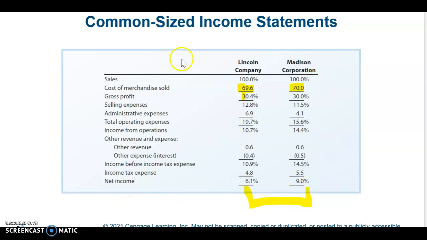What's important to note is we can really compare these two regardless of what their sales are. Lincoln Company's sales might be 100,000 and Madison Corporation might be 5 million. So if we saw those numbers, it would really be hard to see how well they're doing and how to compare them. But when we change it to percentages, we can really compare these two.